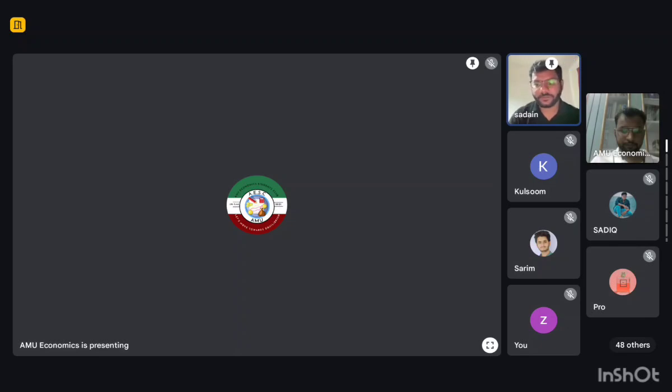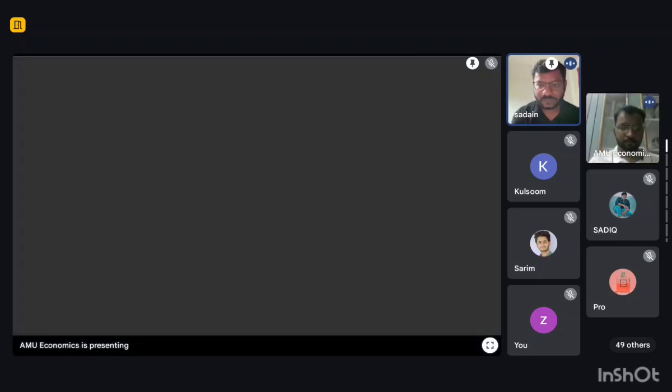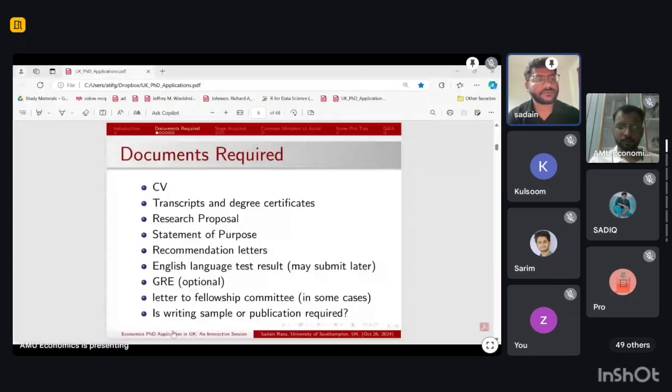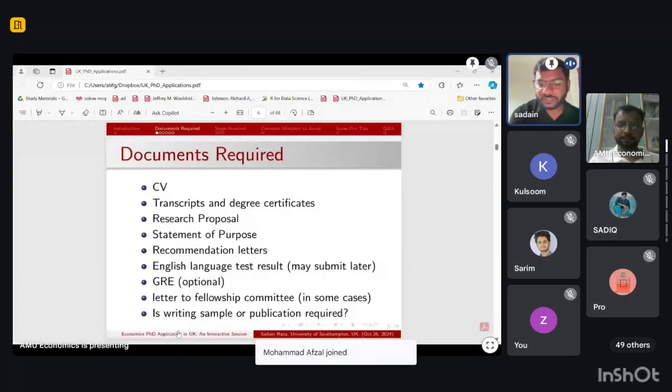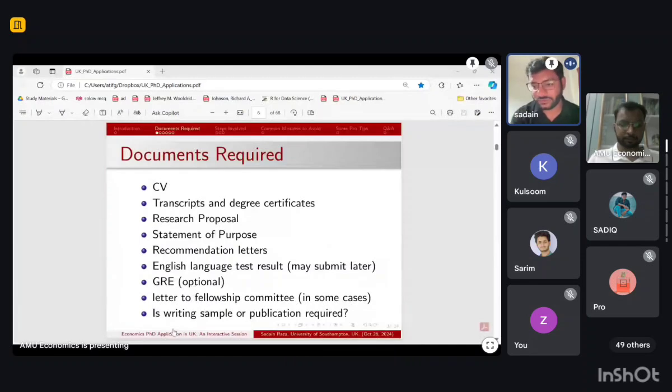I don't know. Anyway, so now in documents required, the first thing is your CV, then transcripts and degree certificates, then your research proposal. Is it visible? Yeah, it is visible. Then a statement of purpose, then recommendation letters that you have to get from either 3 professors or 2 professors, then your English language test, GRE, which is optional, I'll come to that, and then a letter to the fellowship committee.